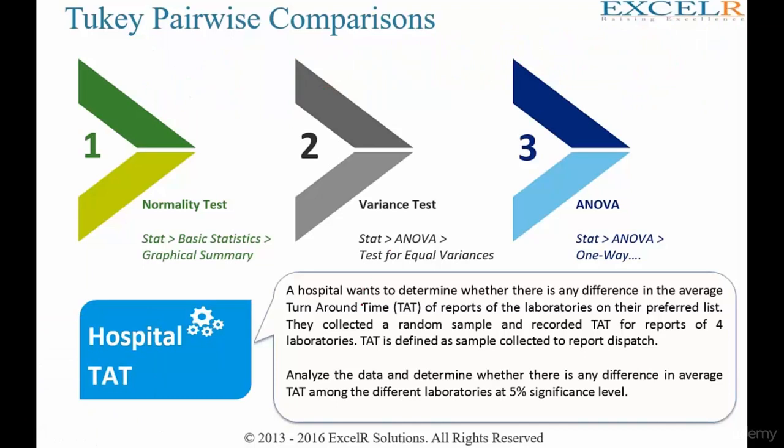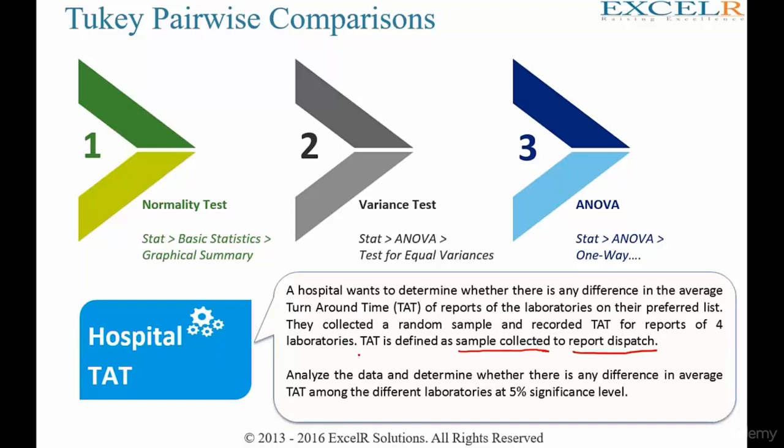Hospital turnaround time. A hospital wants to determine whether there is any difference in the average turnaround time of reports of the laboratories on their preferred list. They collected a random sample and recorded the turnaround time for reports of 4 laboratories. Turnaround time is defined as sample collected to report dispatch. So this is the start time, sample collected from the patient, to the report dispatch. That's the end time. Now, is turnaround time in all these 4 laboratories the same, or is it different?